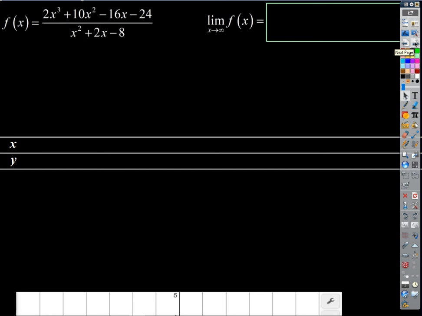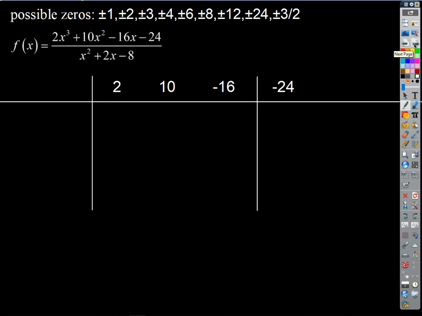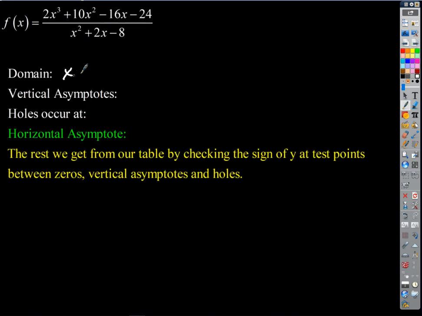Okay, so let's factor it first of all. What's the bottom factor? That's easy. x plus 4 and x minus 2. There you go. So then our domain would be what? x cannot equal 2 or negative 4. Okay, we'll keep track of everything. So our domain excludes 2 and negative 4.